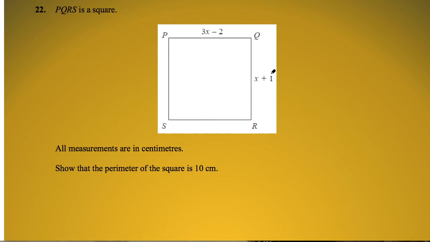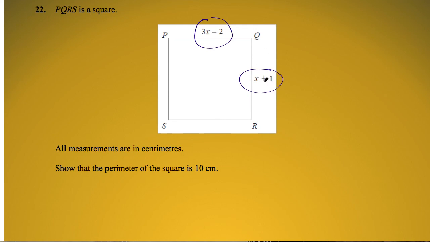Okay, this one is definitely an algebra question. This is quite a difficult algebra question. PQRS is a square. All measurements are in centimeters. Show that the perimeter of the square is 10 centimeters. So all I've got to go on here is that these are the values they've given me. That means that this length is equal to this length.